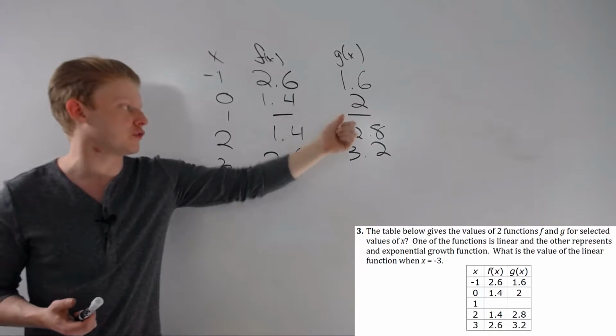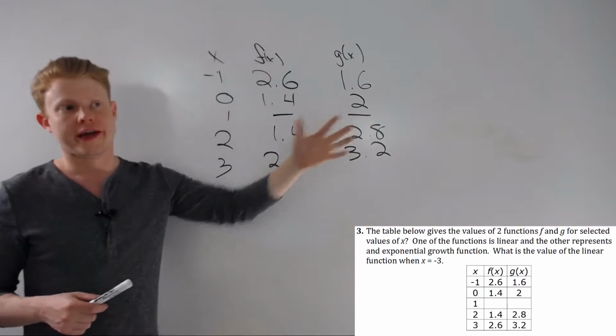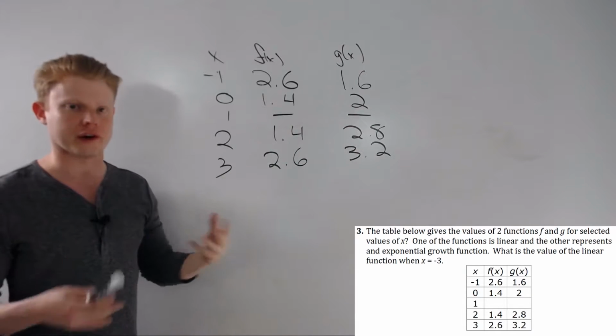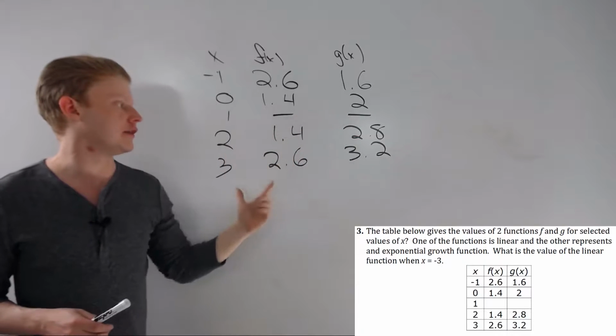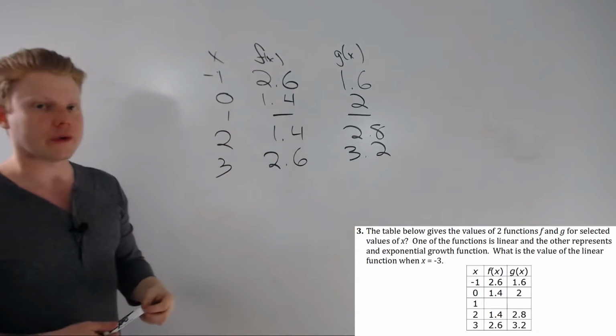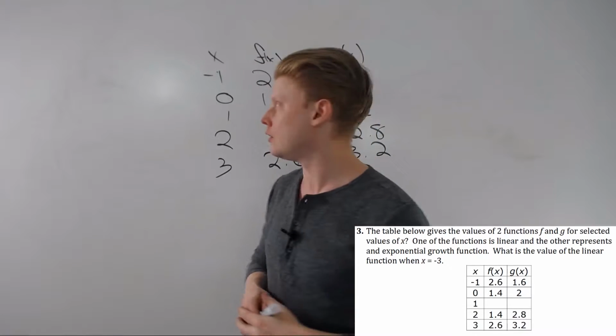Now we're missing the values for 1. That's a common trick. Sometimes we'll ask you about the blank row. And sometimes we'll just do that to make it a little harder to figure out what's going on. So we need to figure out which one is linear. One of these functions is linear. That's the one we're interested in.